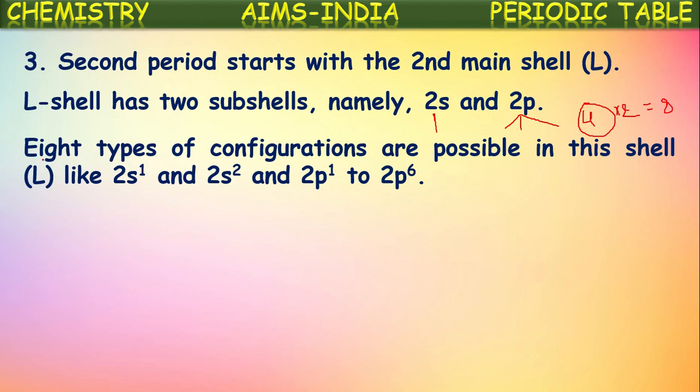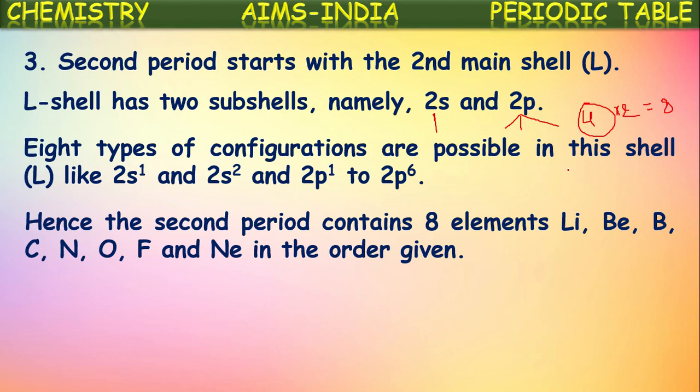Now let us see how it is. 8 types of configurations are possible in the L shell, from 2s1, 2s2 and 2p1 to 2p6. Totally 8 types of configurations are possible in the L shell. That is why 8 elements are there in the second period. Hence, the second period contains 8 elements. What are those 8 elements? Lithium, beryllium, boron, carbon, nitrogen, oxygen, fluorine and neon, in the order they are given.